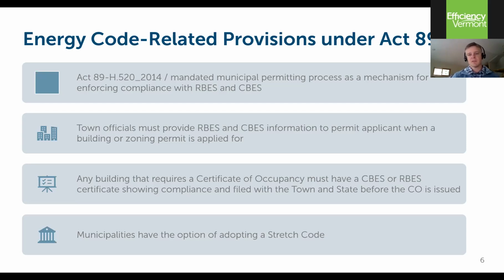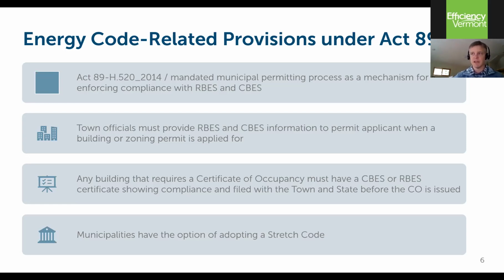So these are the basic requirements for a local official here. And it really is pretty simple and straightforward, what is required of a local official, a zoning administrator, a town manager, whomever it is in that government that is responsible or somehow engaged in permitting or zoning of applications or building permits, et cetera. But the basic requirement is that town officials must provide either the residential or commercial code information to permit applicants when a building or zoning permit is applied for.